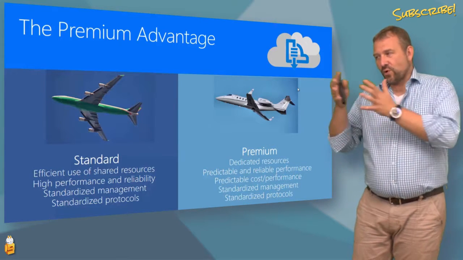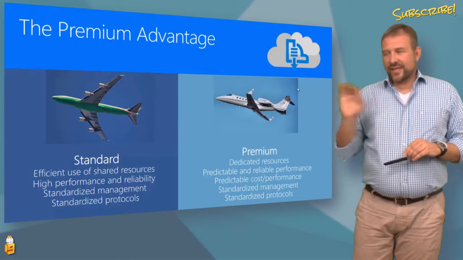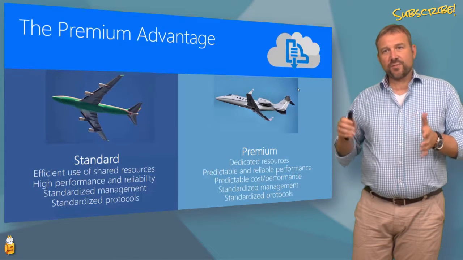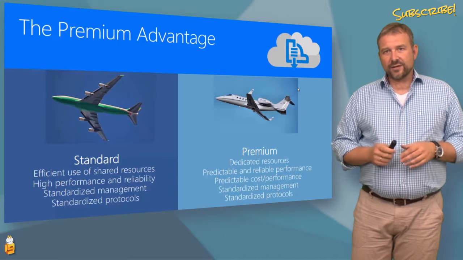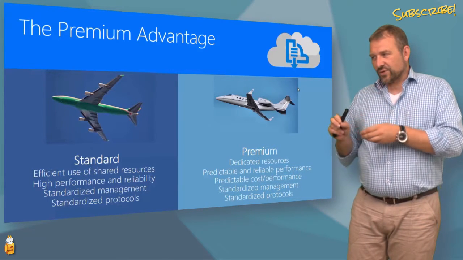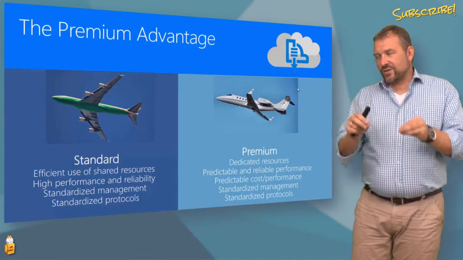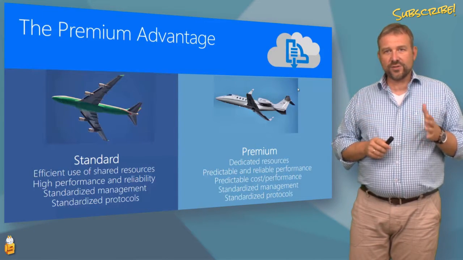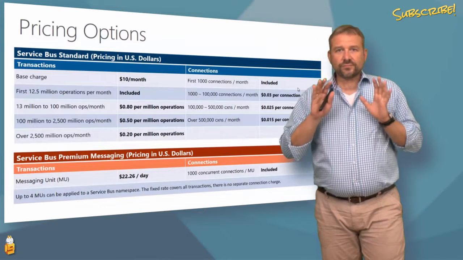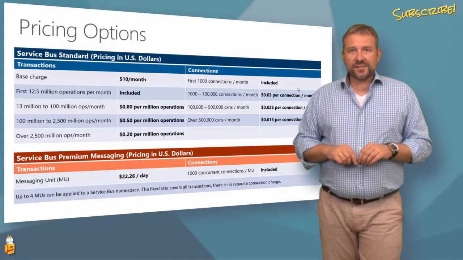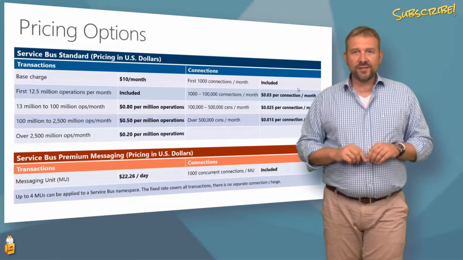Sometimes you need to have the dependability and the predictability and the individual needs to go have a private jet. And that really is what premium is. Premium is the private jet compared to the commercial jetliner. It gives you dedicated resources, and you get predictable and reliable performance that you can control by selecting how many messaging units you want. That also has effects on pricing.